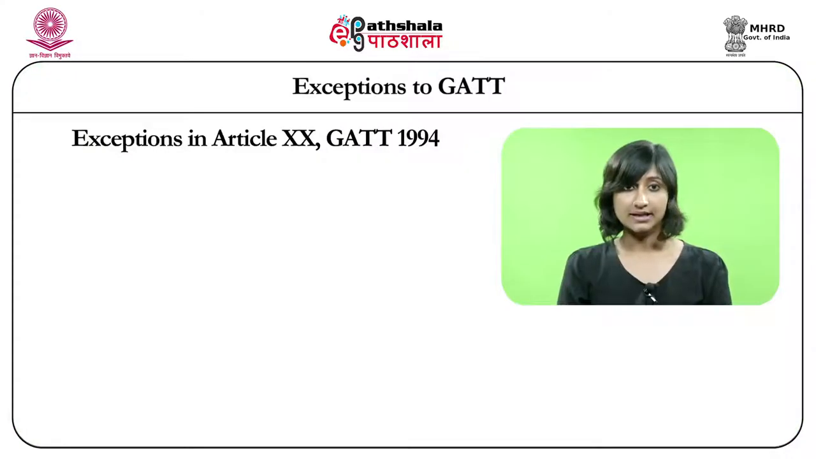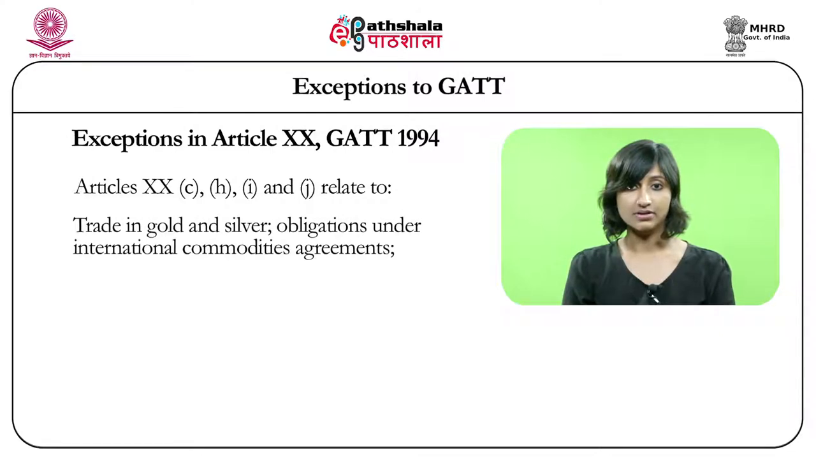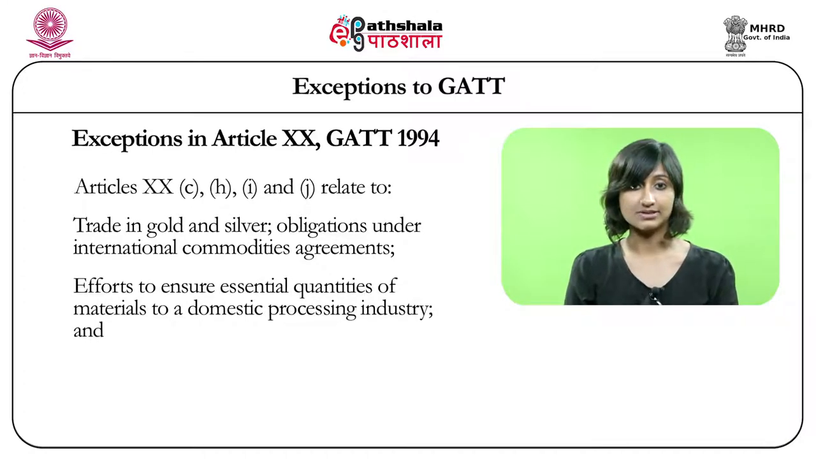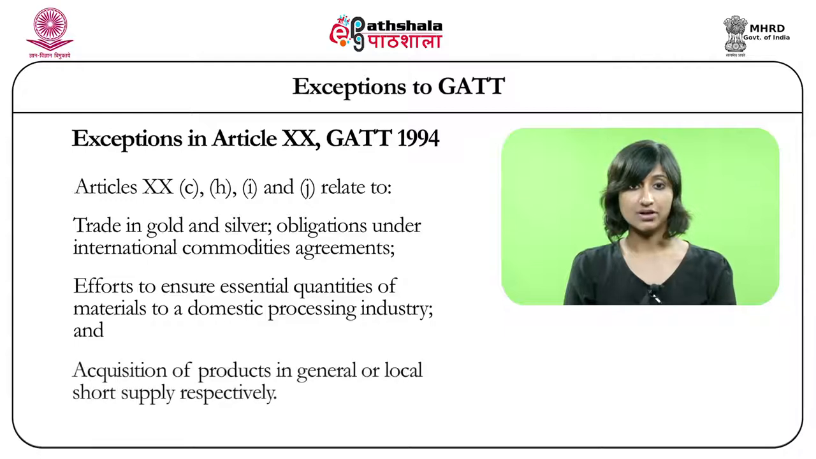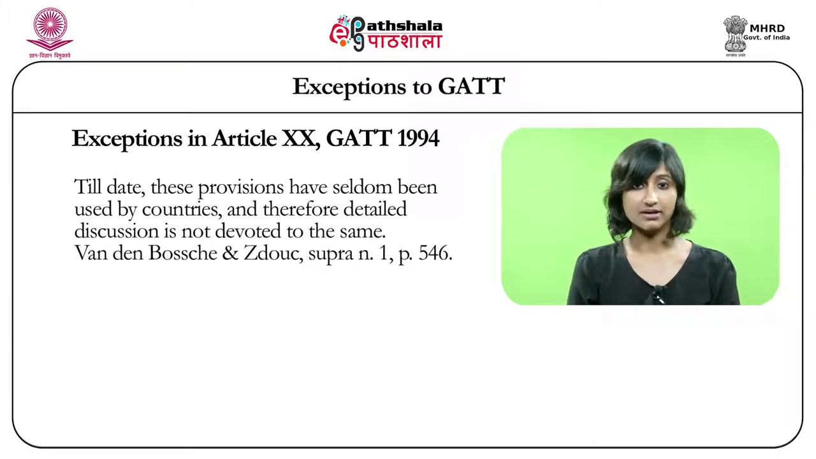So it can be seen that Articles 20C, H, I and J relate to trade in gold and silver, obligations under international commodities agreements, efforts to ensure essential quantities of materials to a domestic processing industry, and acquisition of products in general or local short supply. Till date, these provisions have seldom been used by countries, and therefore detailed discussion is not devoted to the same.